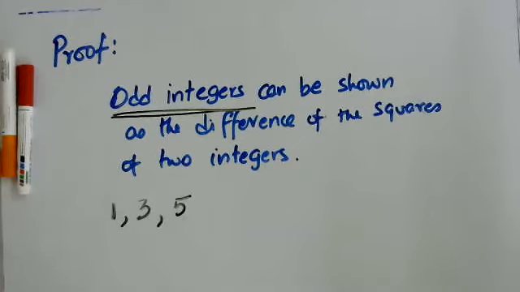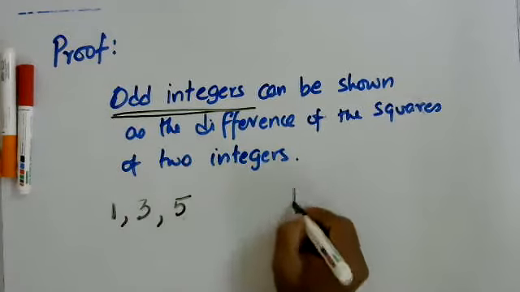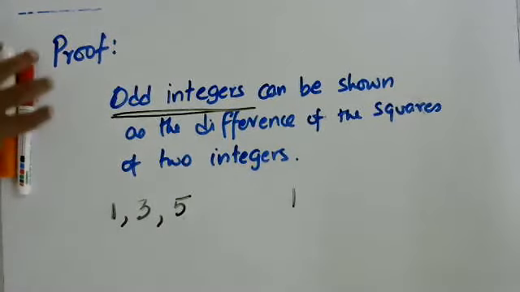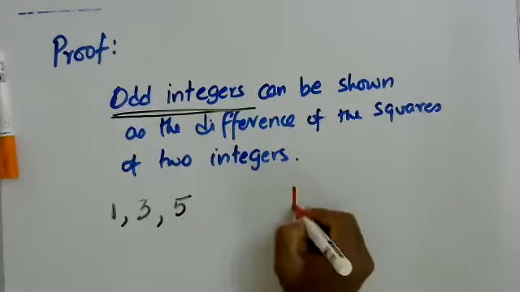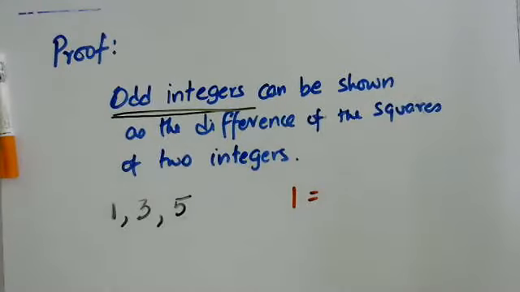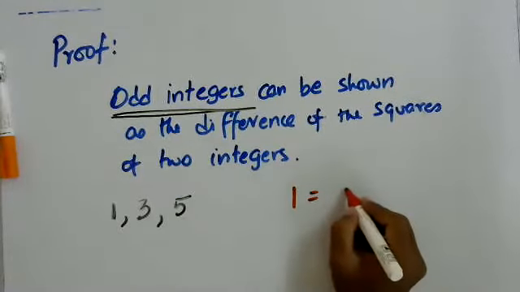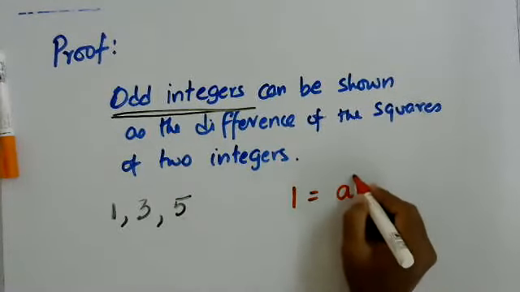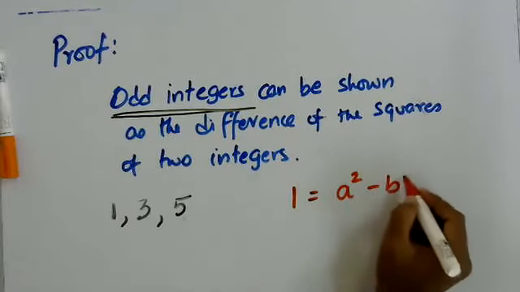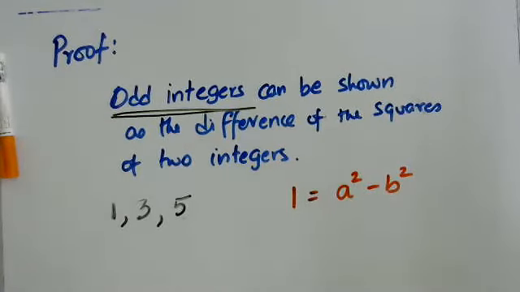Now, what I'm saying is that can any one of these odd numbers, let us just simply start with one. Let us take one. Can you show one as being the difference of the squares of two integers? Which means that can I show it as a square minus b square? I'm just taking a and b as variables to show integers.